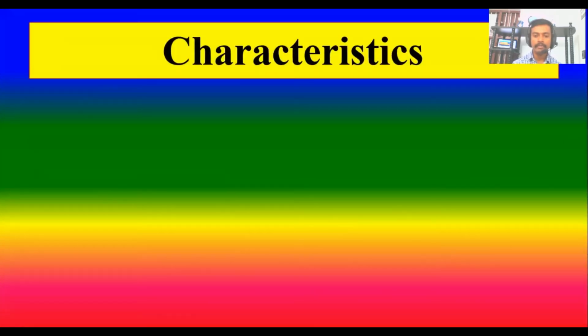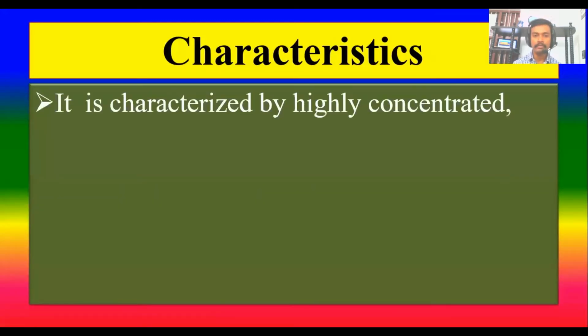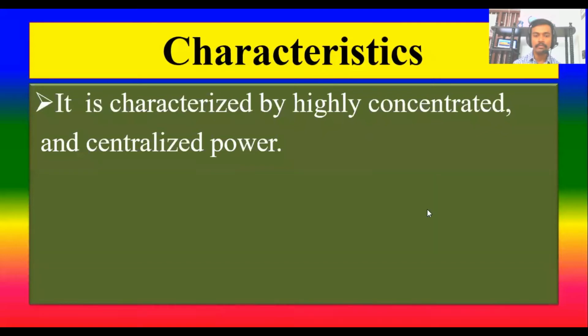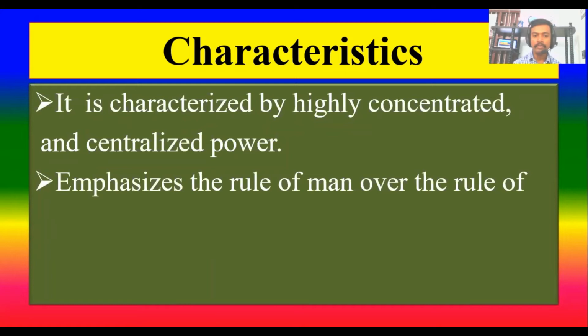Then characteristics of authoritarianism. First characteristic, highly centralized power, which means the central government or a particular person or group of people only directs the people. They don't ask for feedback. Next, emphasis on the rule of man over the rule of law. So there is no law. A man can rule the society.